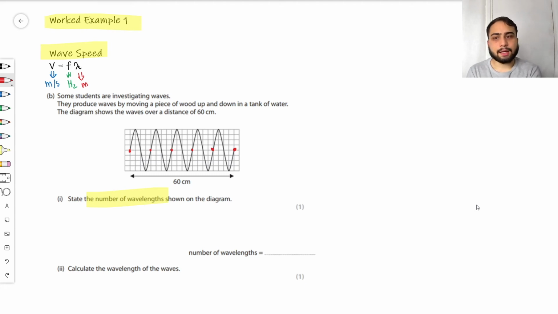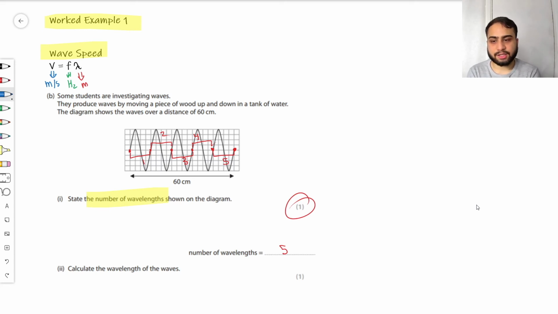So now we join up our dots here to find out the number of wavelengths. So that's one wavelength there, then we have another one here, and we have another one here, then we have another one here and here. So 1, 2, 3, 4, and 5. So state the number of wavelengths shown. Well, 5 wavelengths are shown in the diagram. So that's our first mark done.